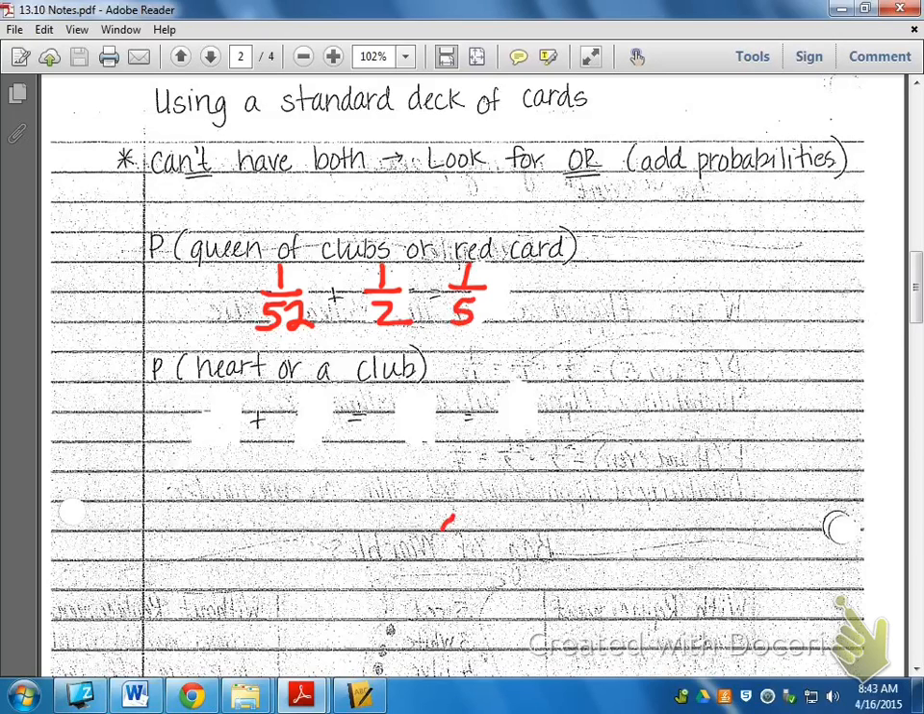So the 1/2 needs to be rewritten. So I've got 1 over 52, 26 over 52. Does that make sense? That'd be half. And now my denominator is 52. 1 plus 26 would be 27. So you need to find the probability of each part and then add them. These are a little bit harder because you have to have a common denominator.